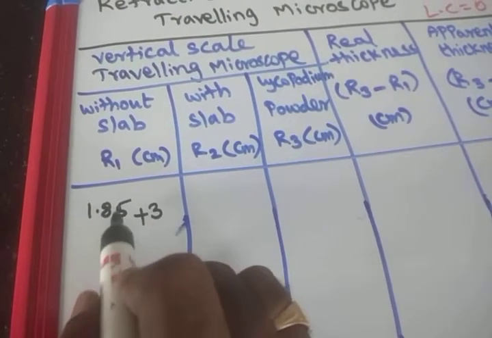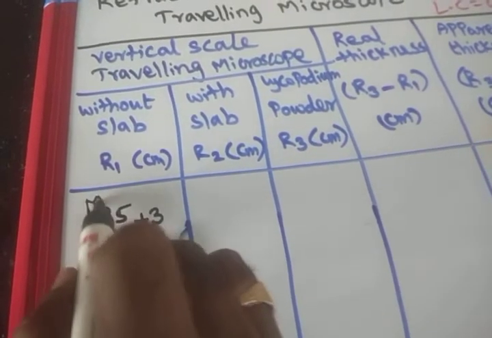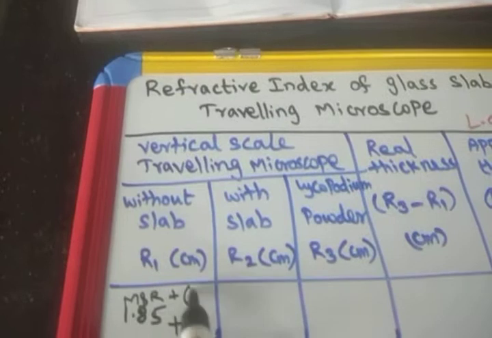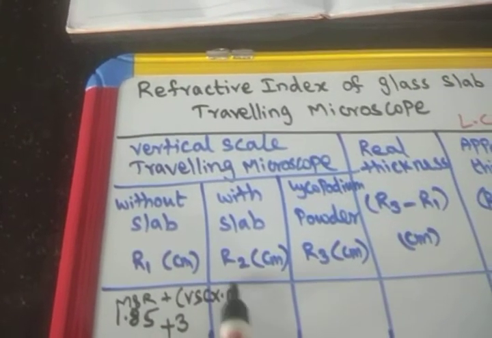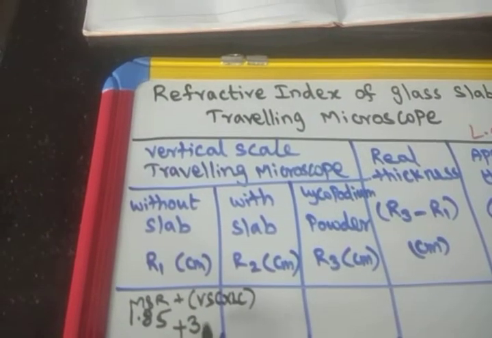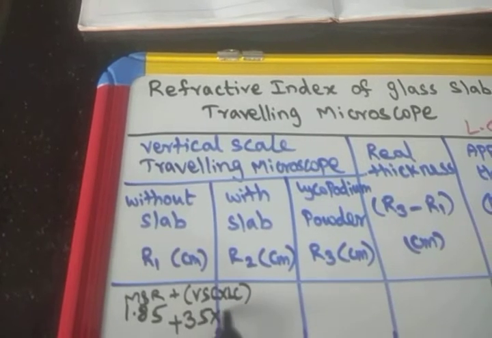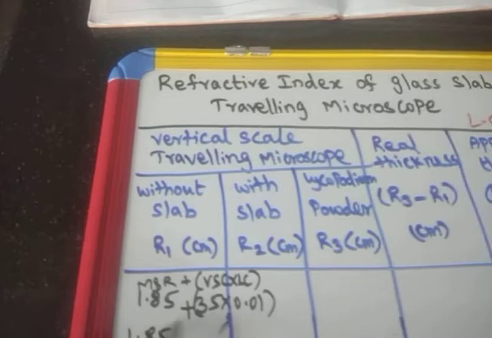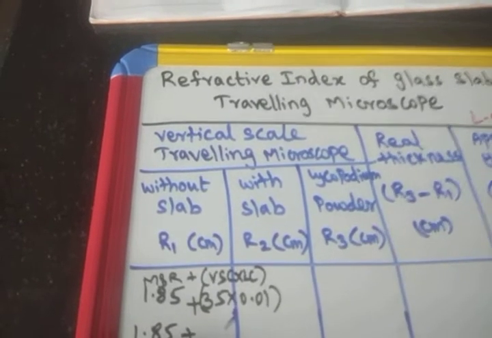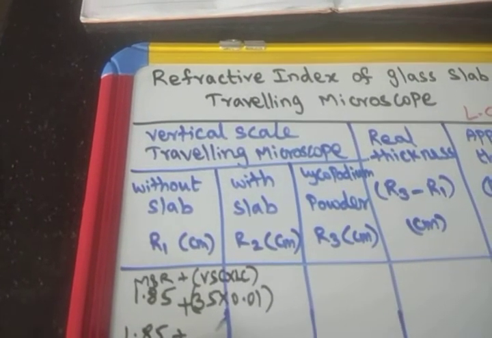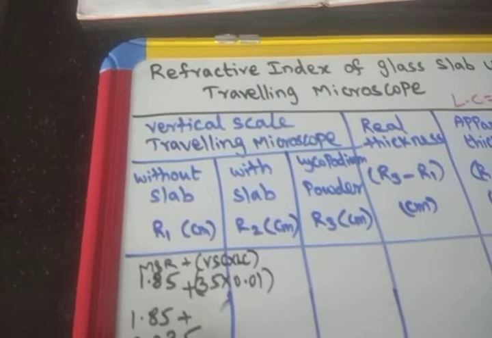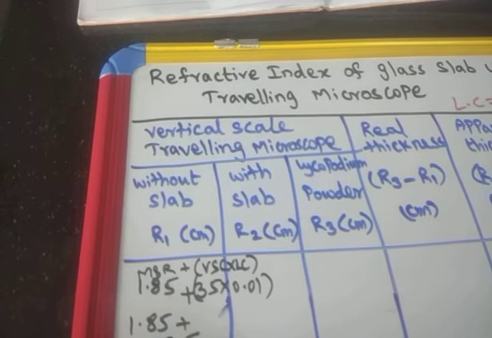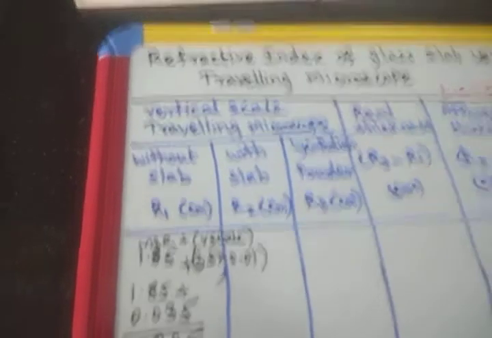So what you have to do is, this is the MSR value, then plus VSC into least count. So what is the least count? It is 35 into 0.01. So that means 1.85 plus 0.035. So what is the answer? That will be 1.885. So likewise it will come.